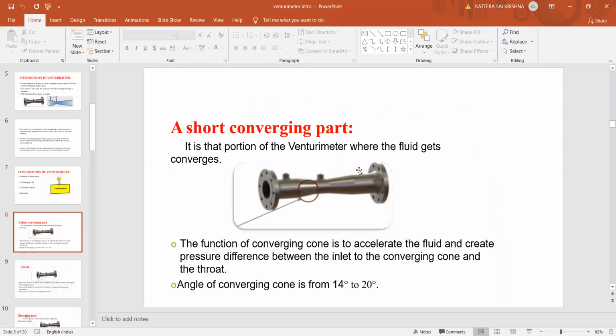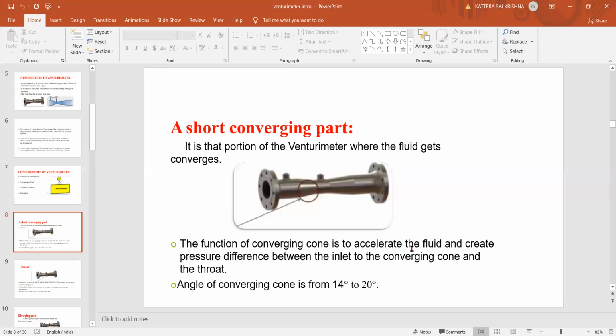So these are the three parts of your venturimeter. Right, here you can see the shape. Here, cross-sectional area is reduced, then it is constant for the throat. Then again, the cross-sectional area is increased for the divergent part, right? So now you can see what is this convergent part. It is a portion of venturimeter where the fluid converges. The function of converging cone is to accelerate the fluid and create pressure difference between the inlet to the converging cone and the throat. Okay, this part I already said.